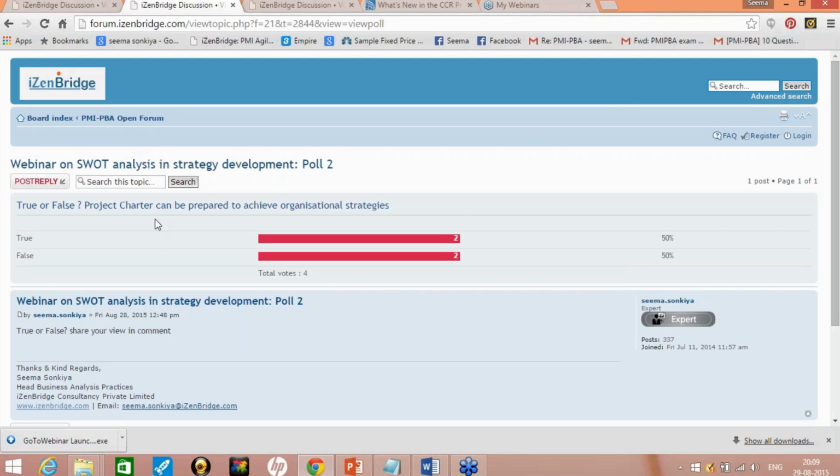My next question was, project charter can be prepared to achieve organizational strategies. Here is a tie. 50% of people are saying that it is true and 50% are saying that it is false. But as per my opinion, project charter can be prepared to achieve organizational strategies. Projects and programs are one of the ways to achieve organization goals and objectives. If the outcome of a project is a product, in that case, you have chosen product development or product enhancement as a strategic option.